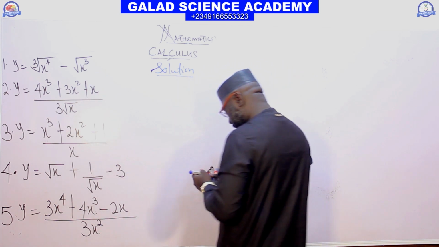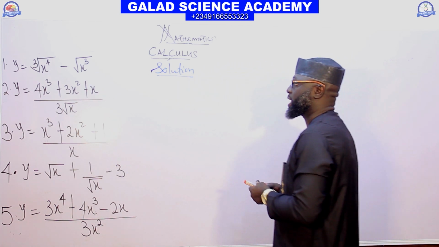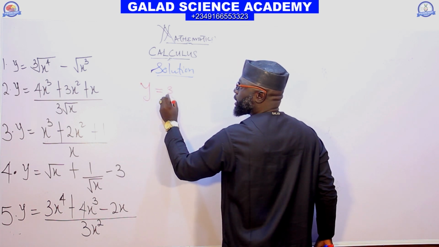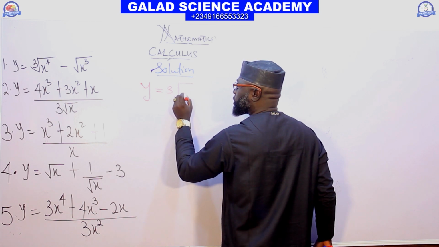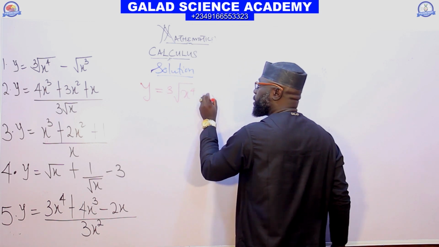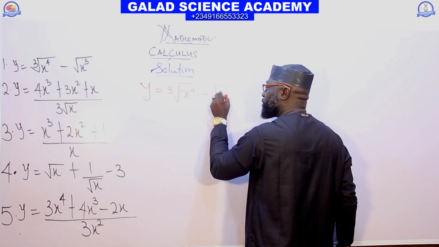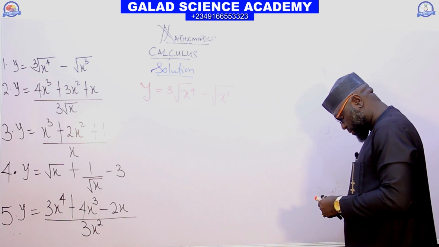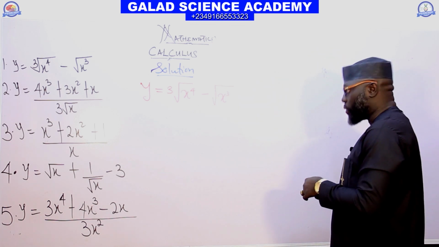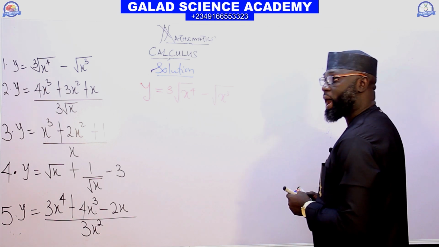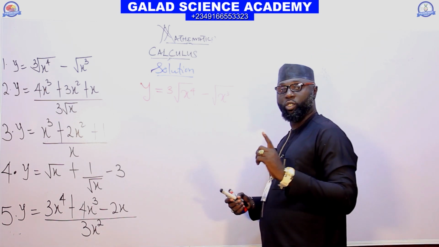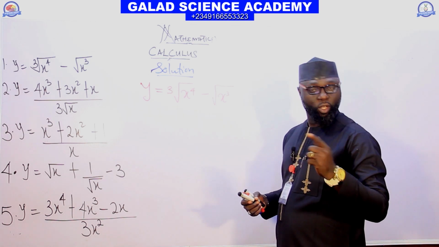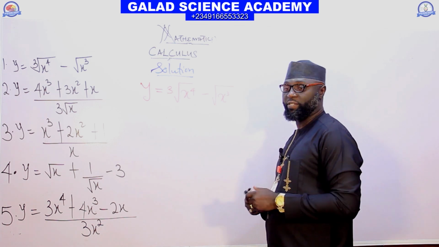So the first question is: we are given that y is equal to 3 cube root of x exponential 4 minus square root of x exponential 3. You are now asked to find dy dx. Please, you need to be very careful. If you have problem with indices, go and check indices very well.